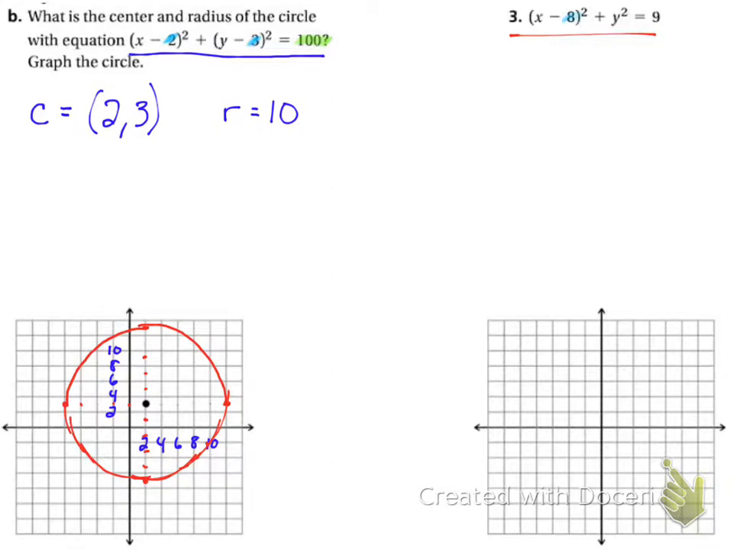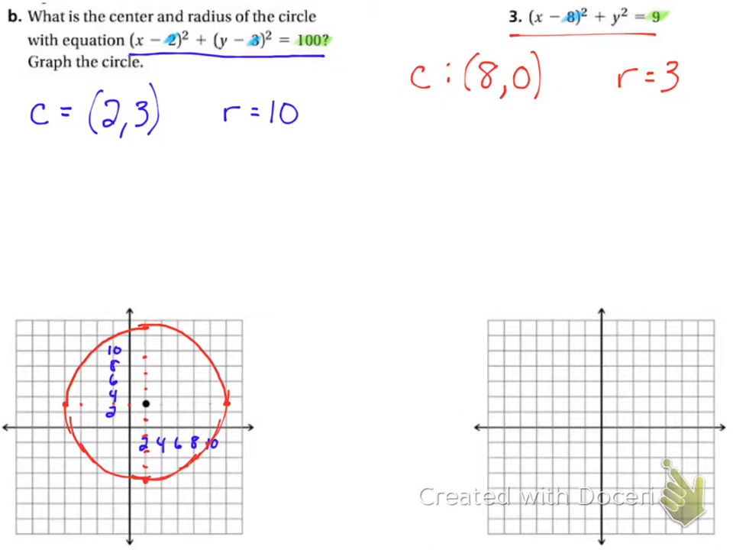Same thing with this last one. Again, same type of thing. So it's x minus my x-coordinate, so my actual x-coordinate is going to be 8 for the center of my circle. And since it's just a y squared, the center is going to be 8, 0. Again, this 9 is my radius squared, so I can take the square root of it to get my radius, which is going to be 3.